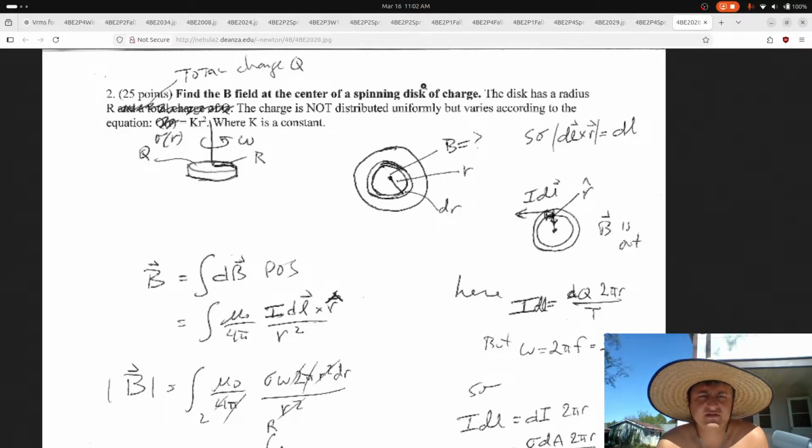Find the B field at the center of a spinning disk of charge. The disk has radius r. The charge is not distributed uniformly, but varies. Ooh. Okay.